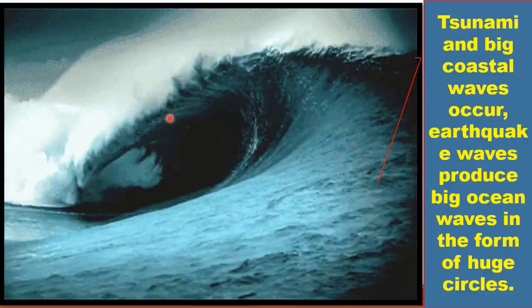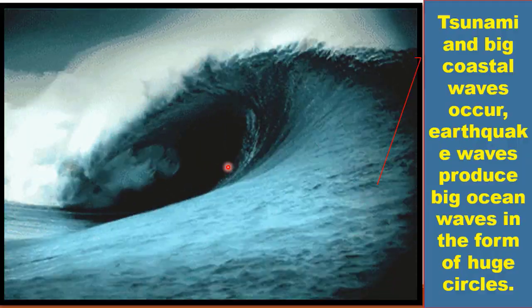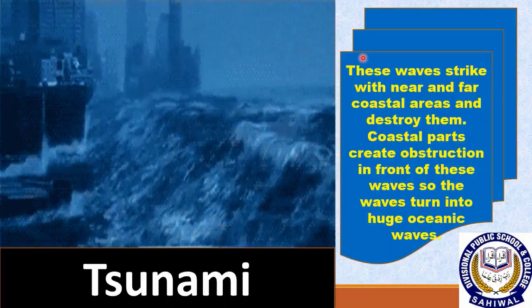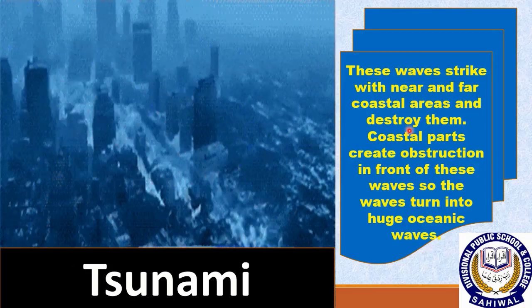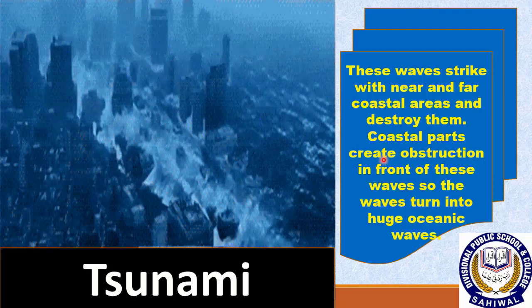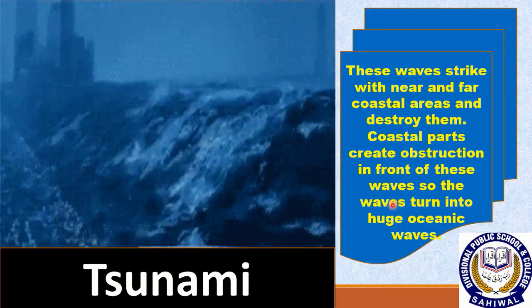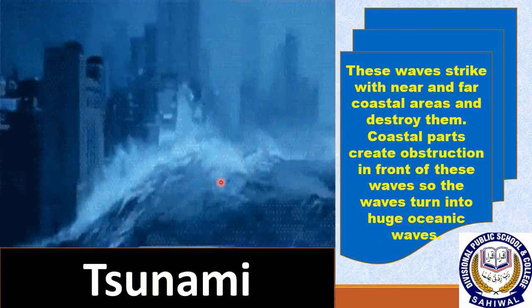Ocean water moved in this way. When huge coastal waves occur over here, it is a tsunami. These waves strike near and far coastal areas and destroy them. Coastal parts create obstruction in front of these waves, so the waves turn into huge oceanic waves, as shown here.